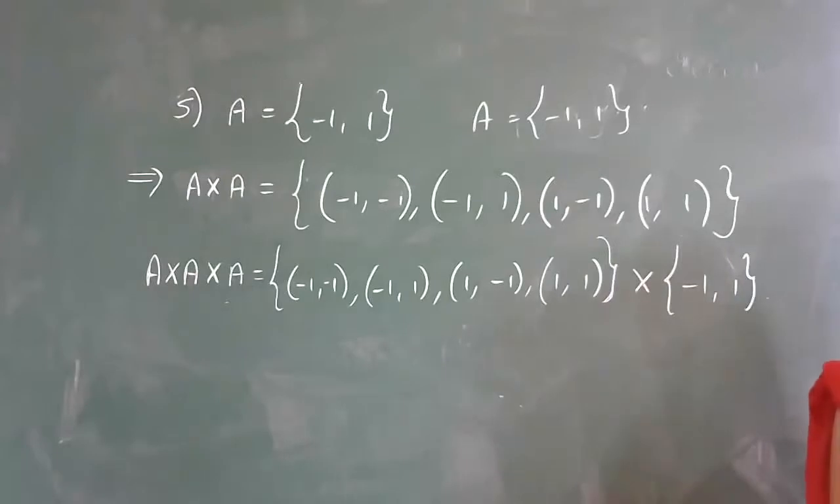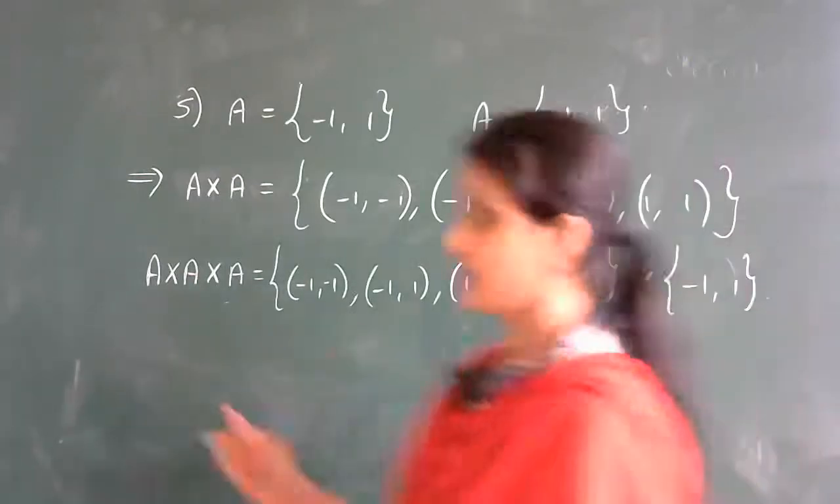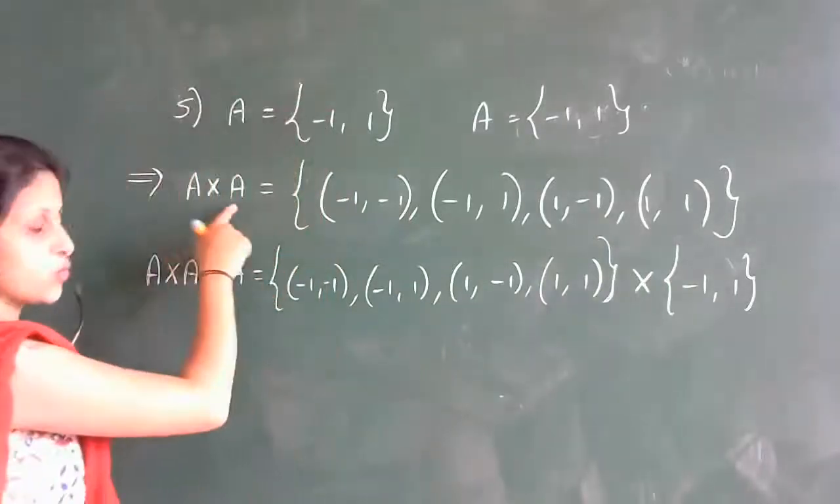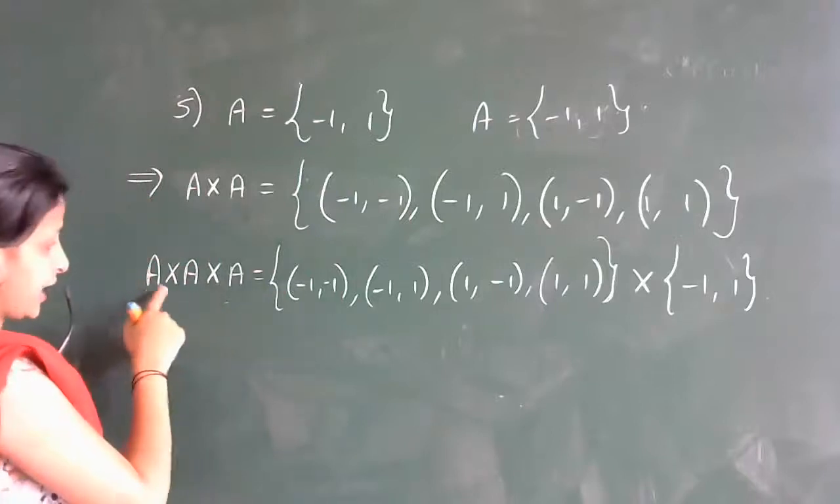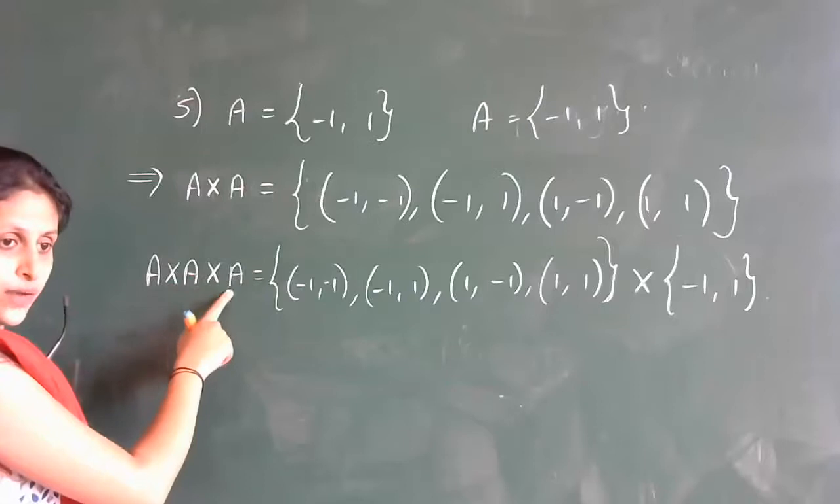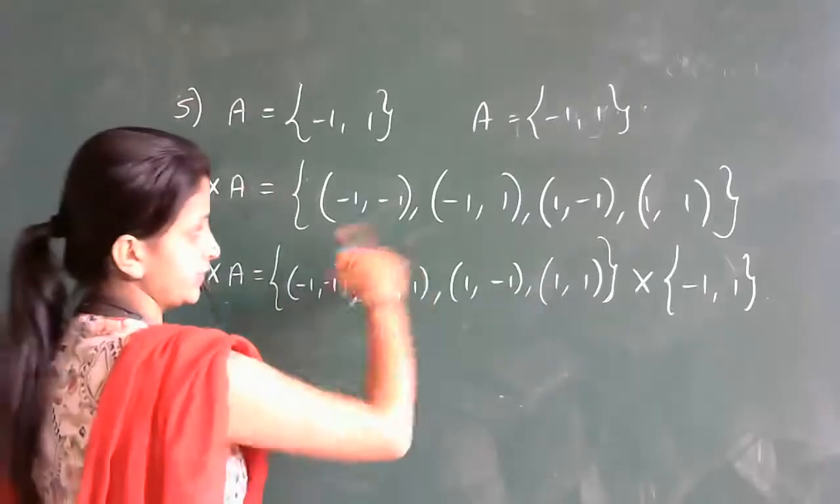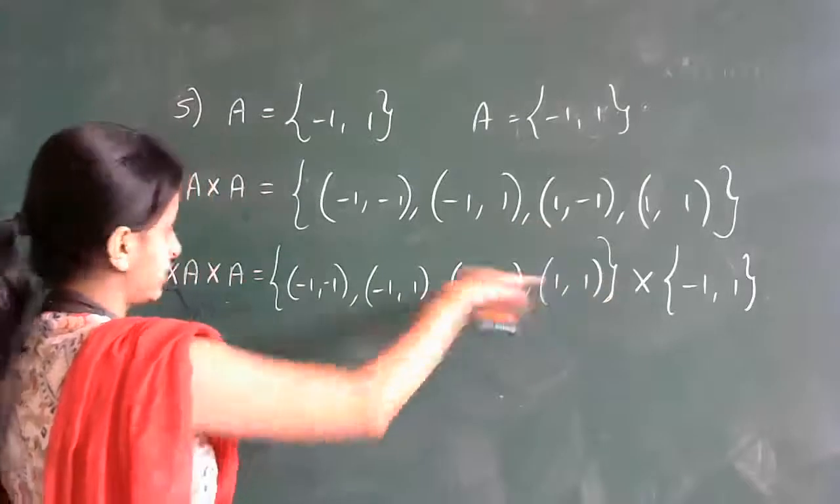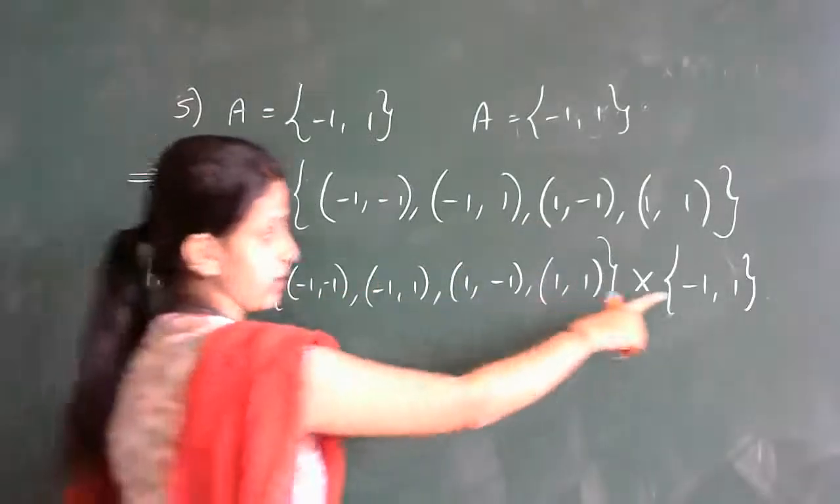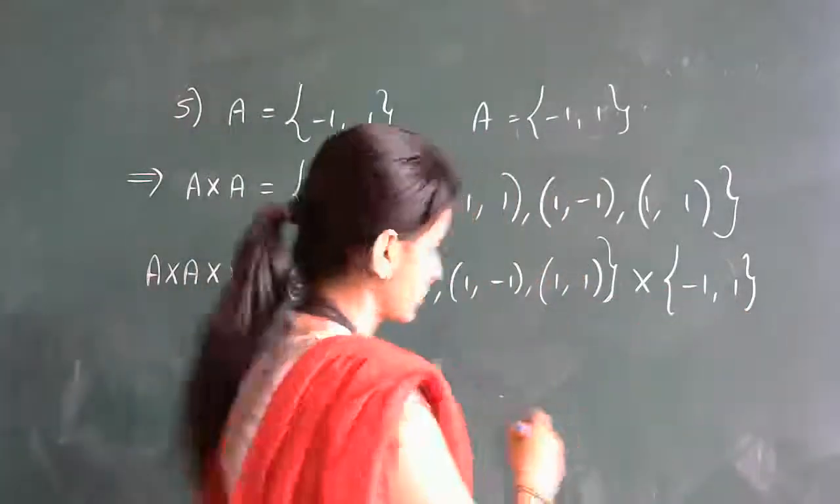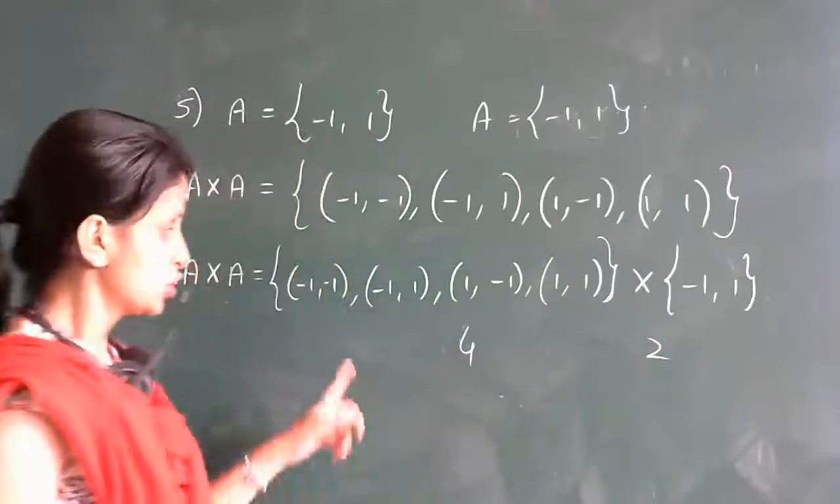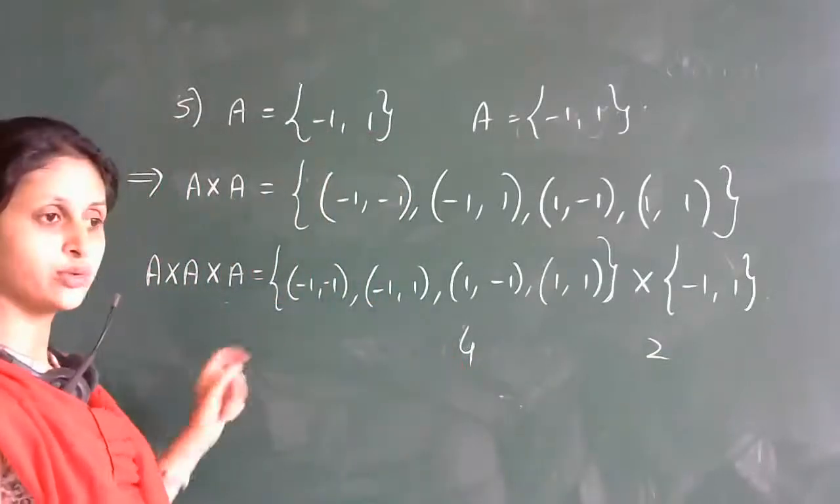Why have I taken 3 in the bracket? Mohammed, I didn't understand your question. See here. First we found the Cartesian product of A cross A. Next we take A cross A, then again the Cartesian product with A, so you write it as cross A, again the set A, minus 1 comma 1. Now in this first set I have 4 elements, in the second set I have 2 elements. So what will be the total number of elements in this whole Cartesian product?